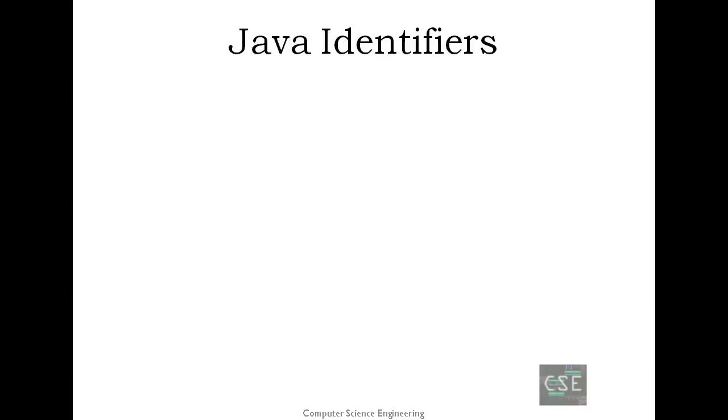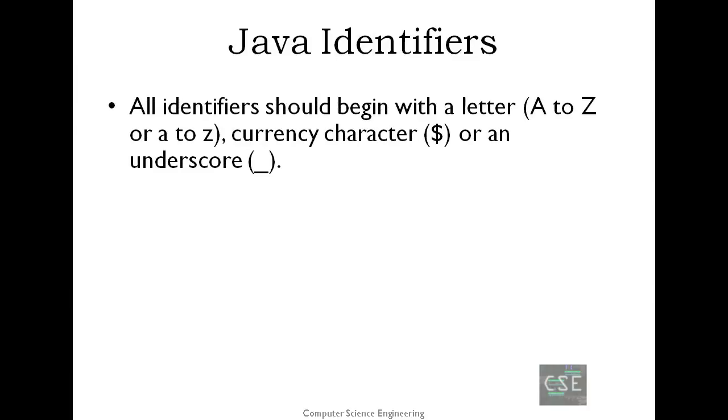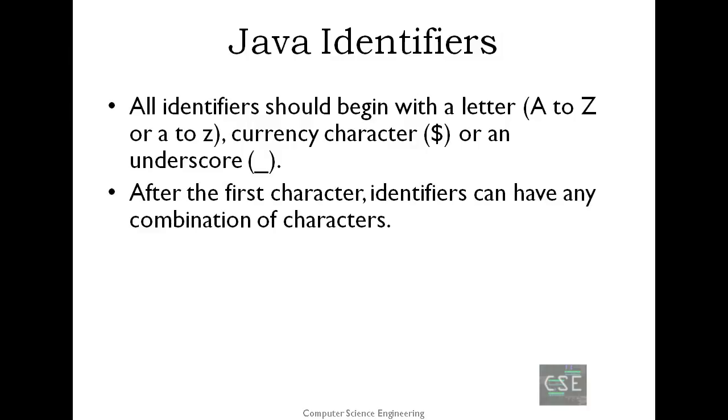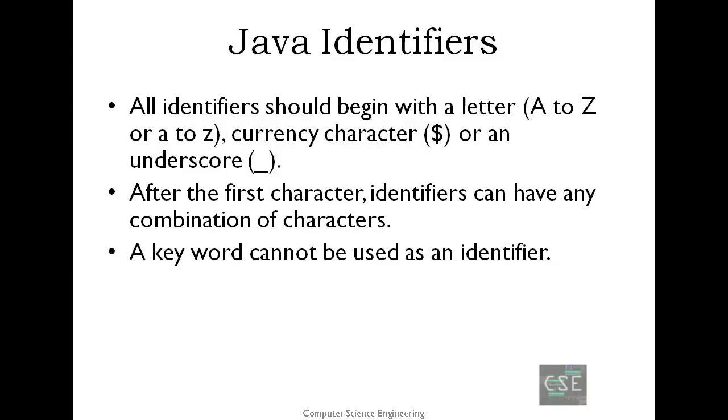Java identifiers. All Java components require names. Names used for classes, variables, and methods are called identifiers. In Java, there are several points to remember about identifiers. They are as follows. All identifiers should begin with a letter, A to Z or a to z, a currency character such as $, or an underscore. After the first character, identifiers can have any combination of characters. A keyword cannot be used as an identifier.